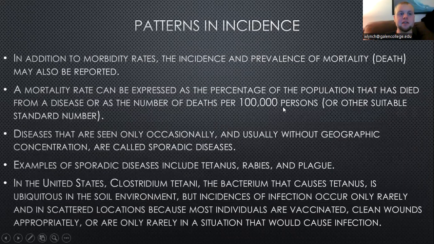So some patterns in incidence. Morbidity rate is going to be the incidence and prevalence of disease, and mortality rate is going to be a percentage of the population that has died. So morbidity is a percentage that is diseased. Mortality is a population percentage that has died from that disease. We see examples of sporadic diseases that we see occasionally without a geographic concentration. So this is going to be something like plague or rabies or tetanus. There are various outcomes or blotchy epidemics that happen over the course of time that don't have a specific constrained area.